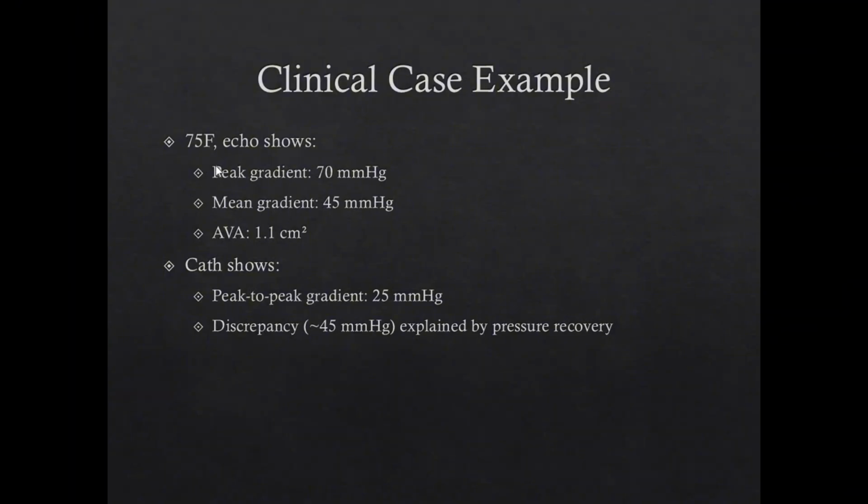Here's a case example: 75-year-old woman where the echo shows a peak gradient of 70 millimeters of mercury and a mean gradient of 45 millimeters of mercury. The aortic valve area was calculated to be 1.1 centimeters squared. Here the cath shows a peak-to-peak gradient of 25 millimeters of mercury, and the discrepancy in the peak gradient and the peak-to-peak gradient is due to pressure recovery.